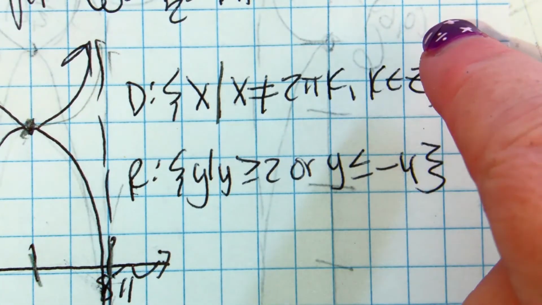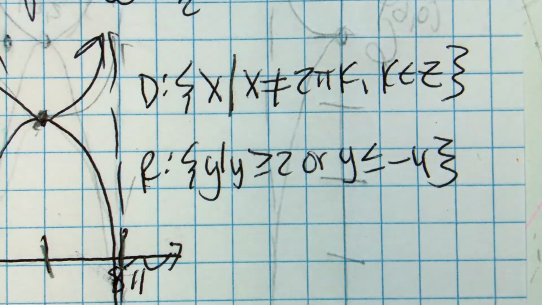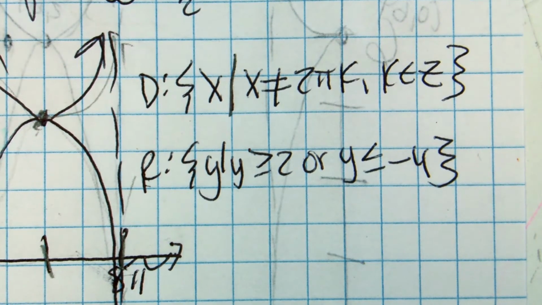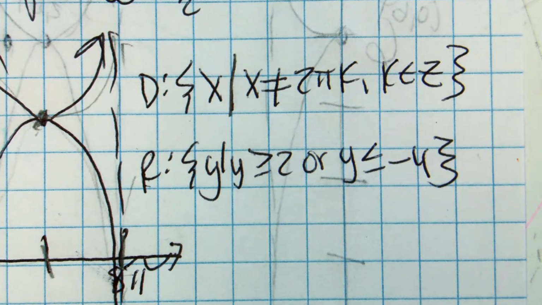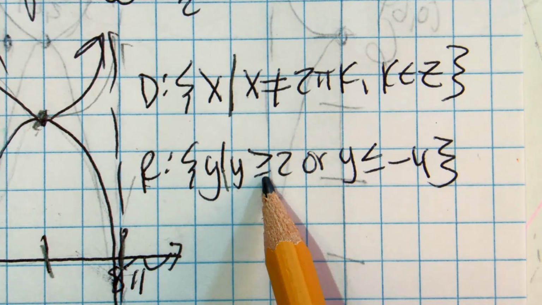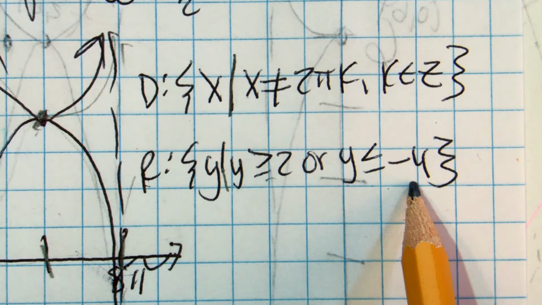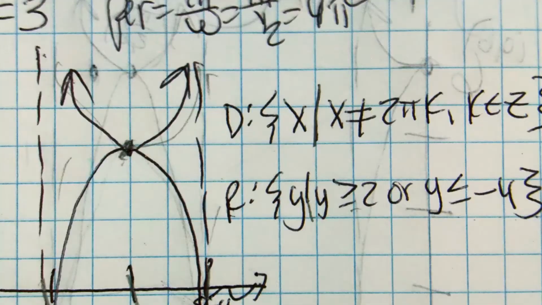But for the range, you don't have to, like when it's all real numbers, or for sine and cosine, it's between negative 1 and 1. You can write it in interval notation. The range is y such that y is greater than or equal to 2, or y is less than or equal to negative 4. So that's our first graph.